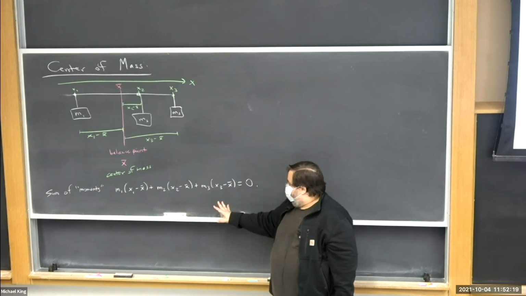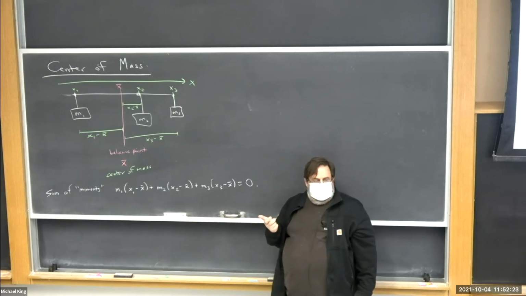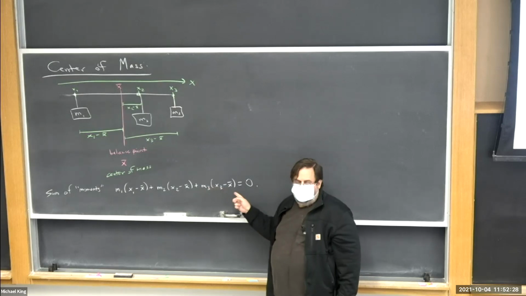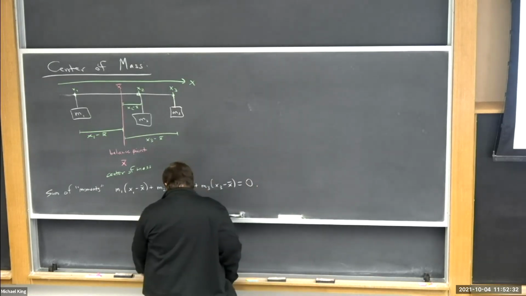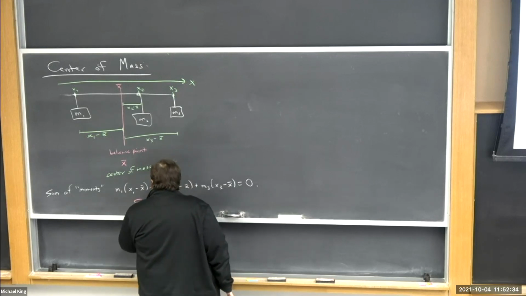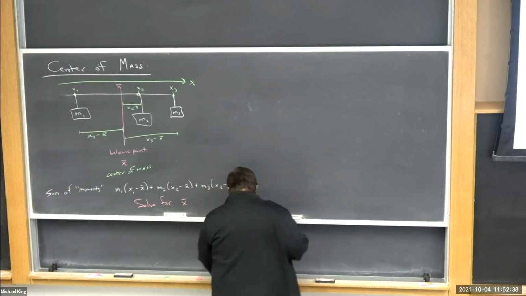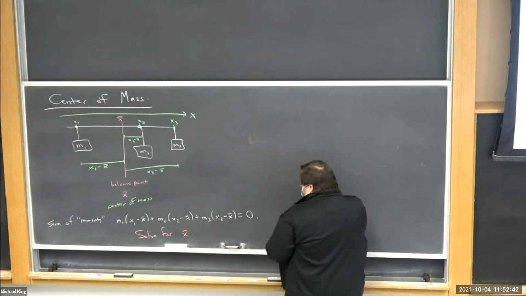So did this part at least make sense, of how we would know? Like there were problems on the homework, right, where you knew the masses and you knew the x1, x2, x3, and then you solved for x bar, right? I just want to sort of see how we would solve this in general, right?